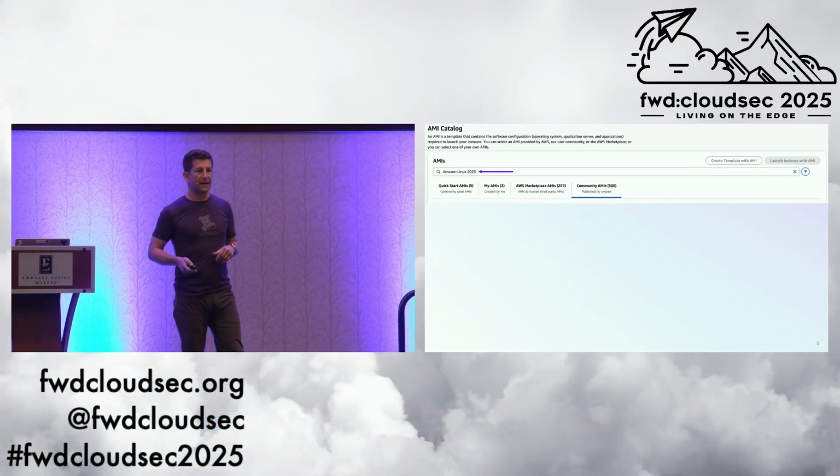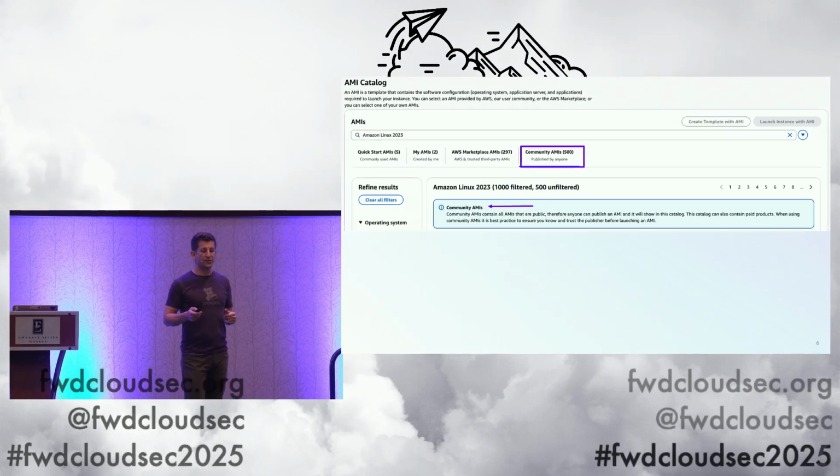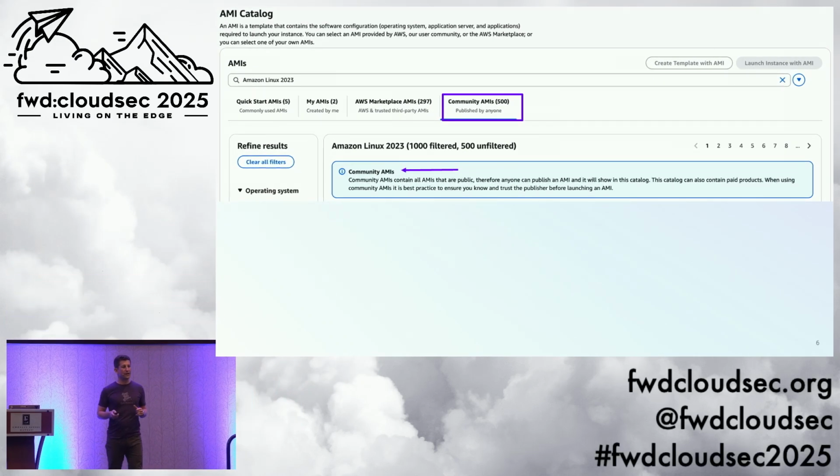And what are AMIs and where do we find them? In the AWS console, you'd find them in the AMI catalog. And so here I'm searching for Amazon Linux 2023, and you can see that in the community section, there's a warning. It says anybody can publish an AMI, and they would be in the results, so use caution.